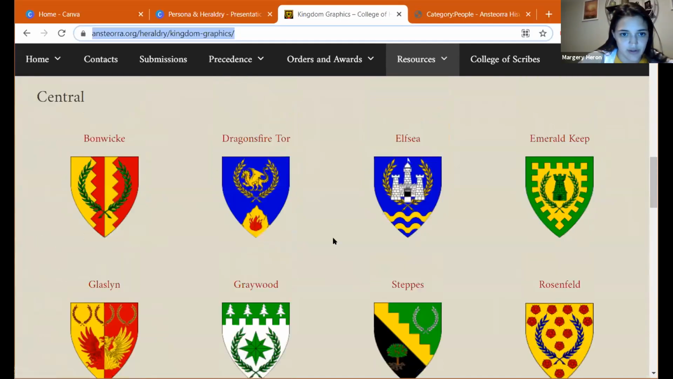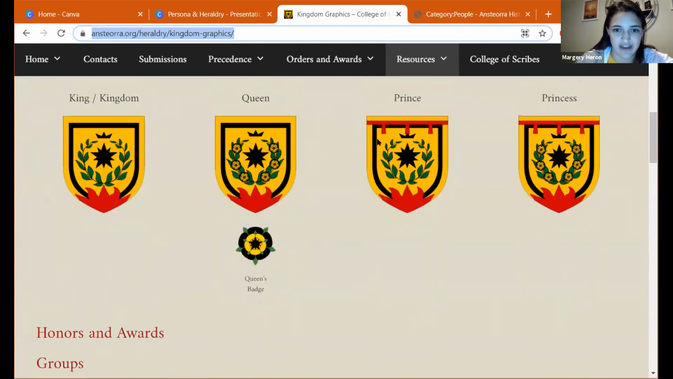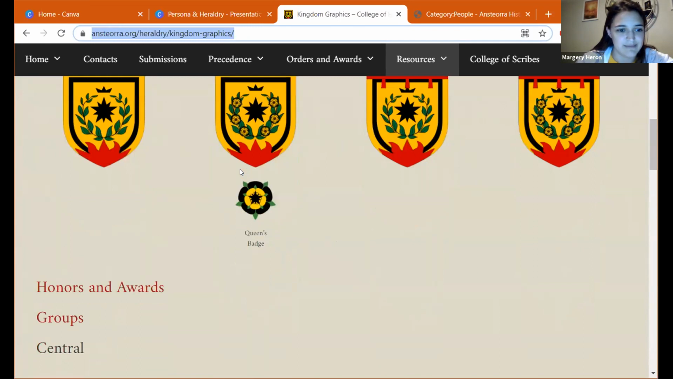Yep. So here is all of the armory for all of the groups in the kingdom. Right here is for the king in the kingdom, the queen. She's also got a badge. This goes on her champion. The prince and the princess are very similar to the king and queen. This label typically denotes heirs in some medieval heraldry, depending on what culture and what time period you're in. So that's why they have this red bar on the top.